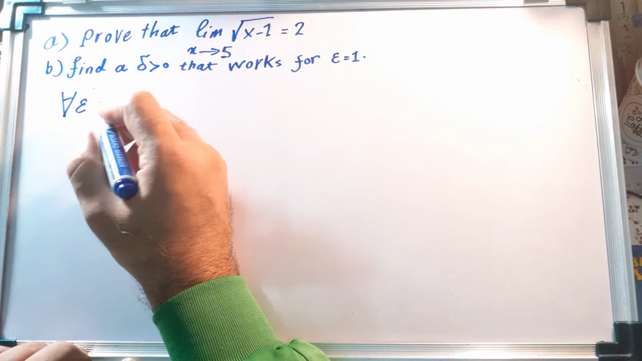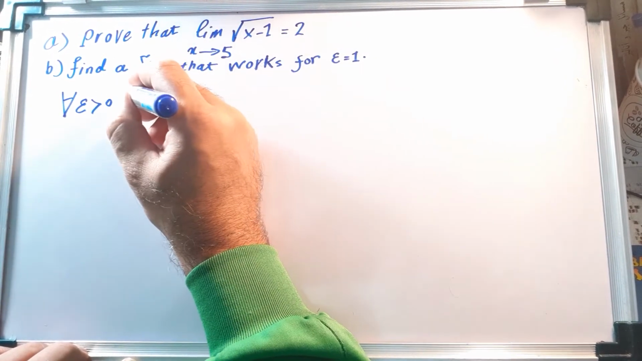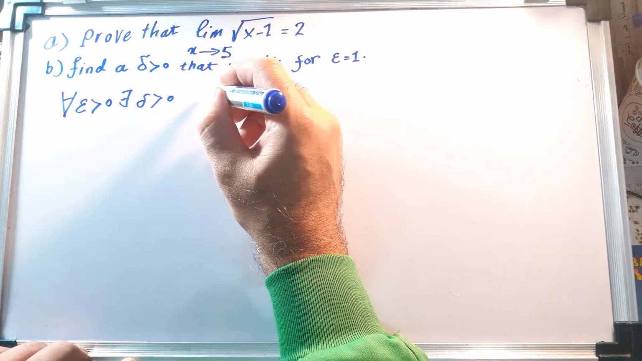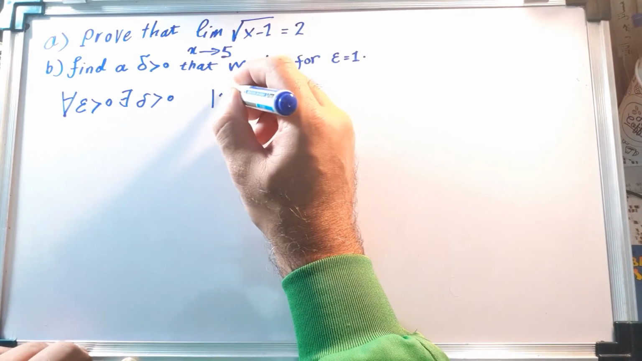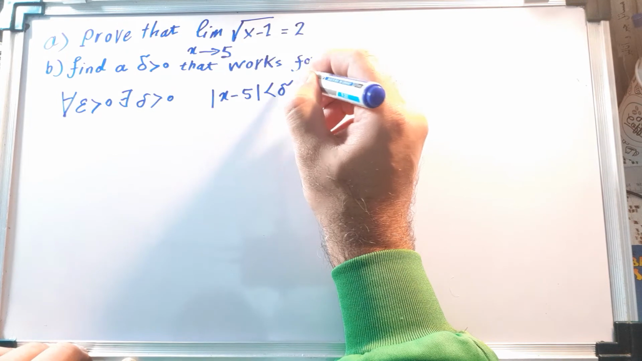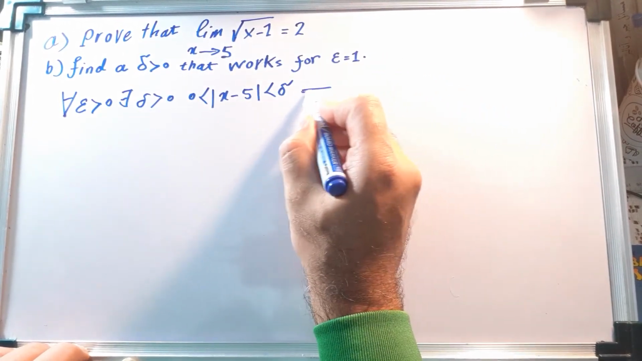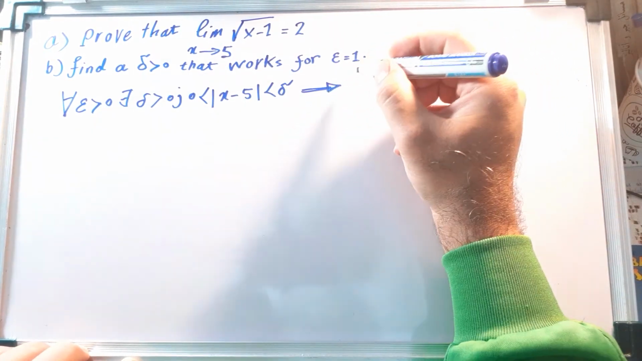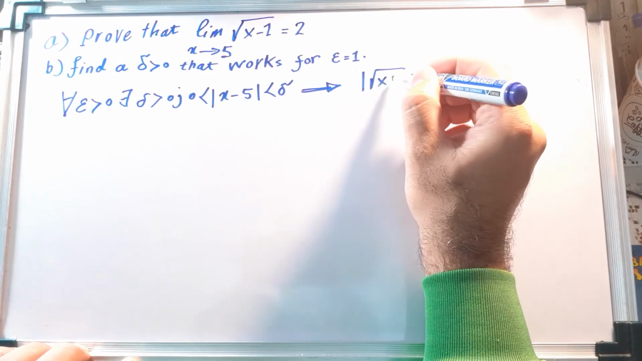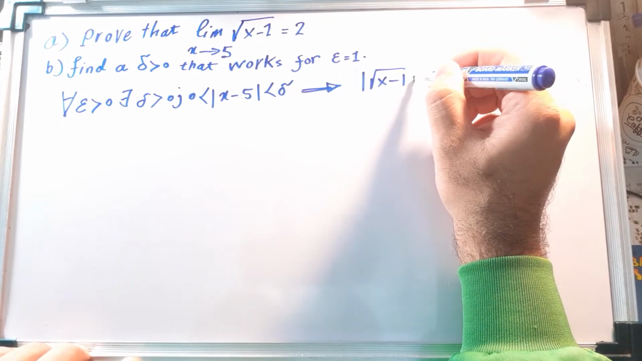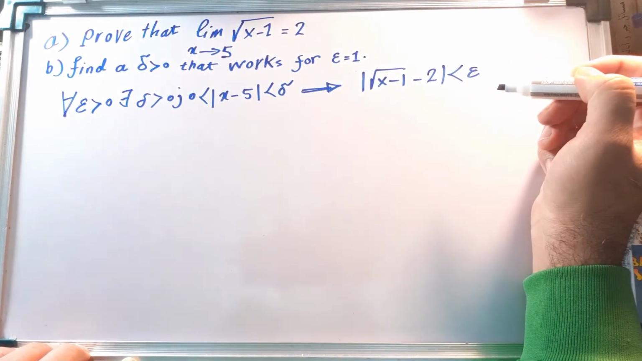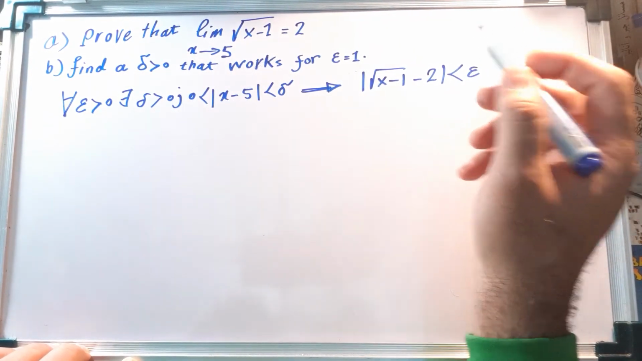For any positive given epsilon, there exists a delta greater than 0, which, if absolute value of x minus 5, this is 5, less than delta and greater than 0, as the result, absolute value of root of x minus 1 minus L, here L is 2, is less than epsilon in equation. We should work on this.